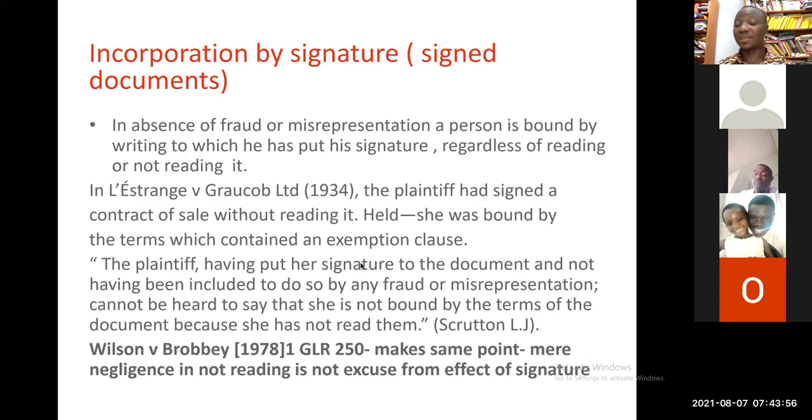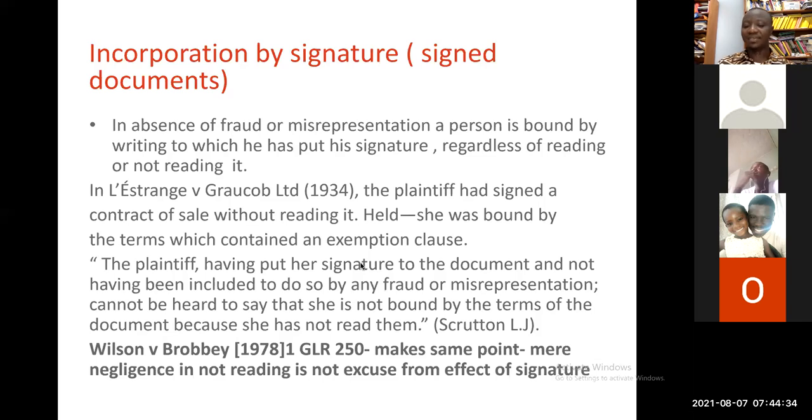So that if there is fraud, if you signed as a result of fraud or as a result of any of the vitiating factors that we know, duress, undue influence, and so on, then that is going to be problematic. But in absence of fraud and you signing it generally, your signature on the document means that you have accepted to be bound by it. And you know there are many authorities in that respect, L'Estrange v Graucob, and Wilson v Brobey, so many authorities. So we will not waste time on that.